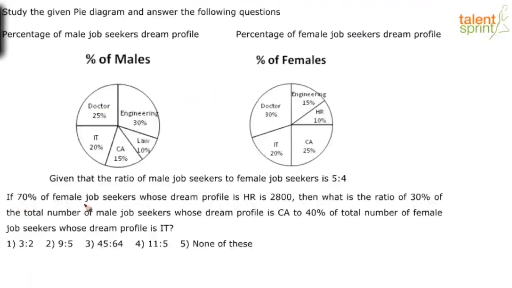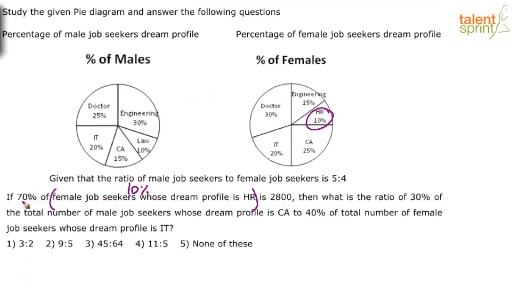If 70% of female job seekers whose dream profile is HR is 2,800, then what is the ratio of 30% of total number of male job seekers whose dream profile is CA to 40% of total number of female job seekers whose dream profile is IT? So first of all, focus on this. 70% of female job seekers whose dream profile is HR. Now female job seekers whose dream profile is HR is 10%. So the question says 70% of 10% is 2,800.